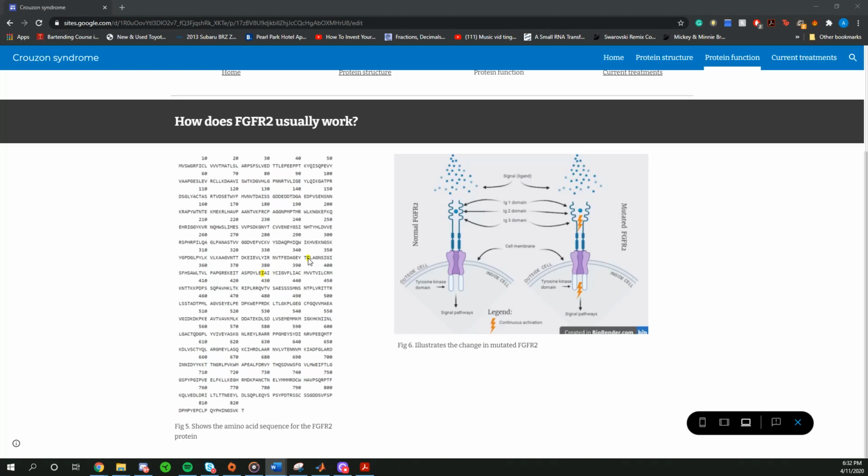Okay, we know from before that this amino acid sequence is vital to how the protein is going to fold and how it will therefore function. So if we take this mutation into consideration, this change occurs in the Ig3 protein domain. Okay, what is a protein domain? A protein domain is basically any structure of the protein that can function on its own or is vital for the function of the whole protein.